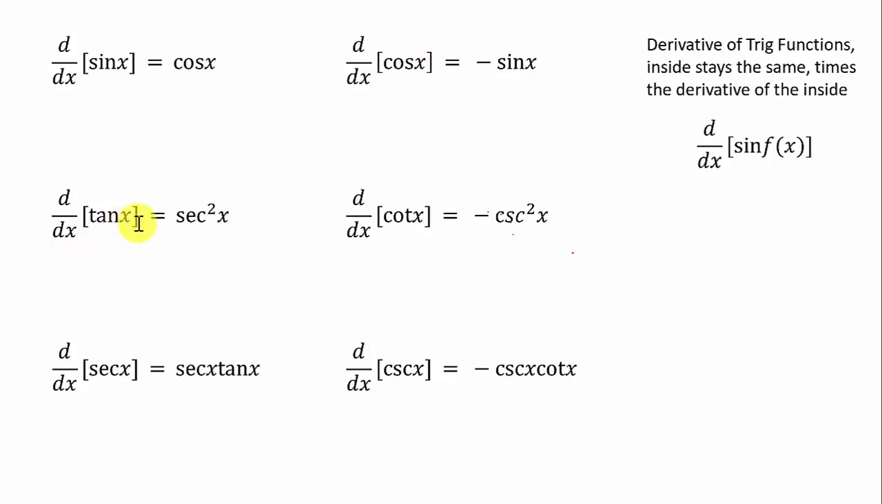The derivative of tangent is secant squared x, and the derivative of cotangent is negative cosecant squared x. The derivative of secant x is secant x tangent x, and the derivative of cosecant is negative cosecant cotangent.